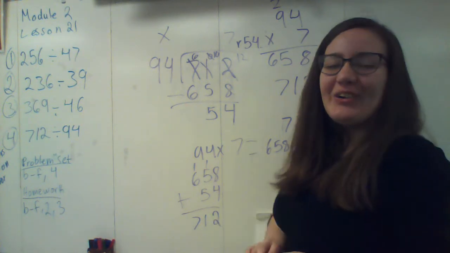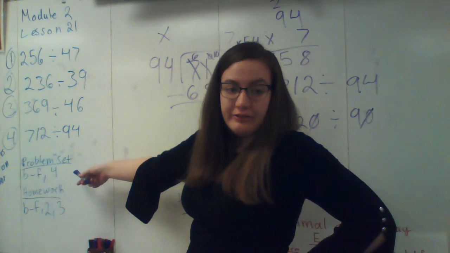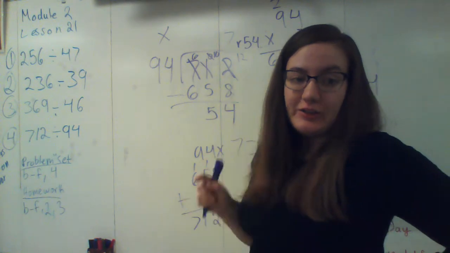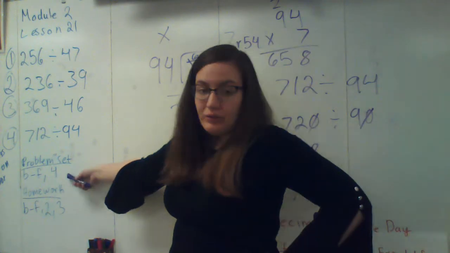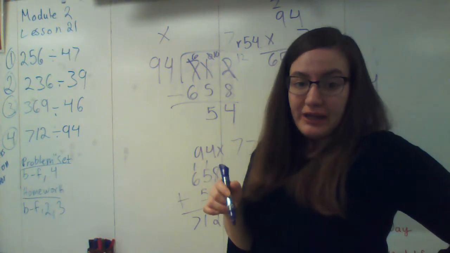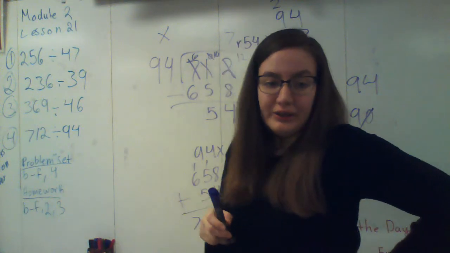For today, your problem set is going to be B through F, and you're doing word problem number 4. So B through F, and then word problem number 4. Make sure you circle down those problems. If you don't know the page numbers, remember you're looking for lesson 21 in your Learn books.